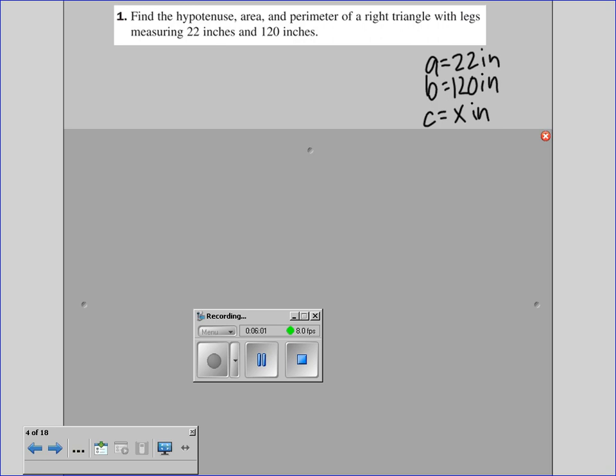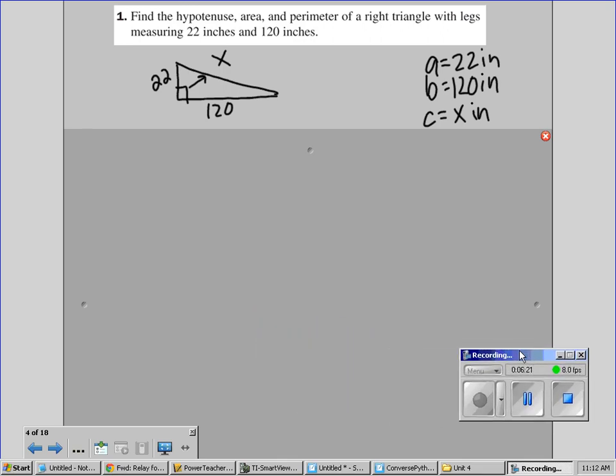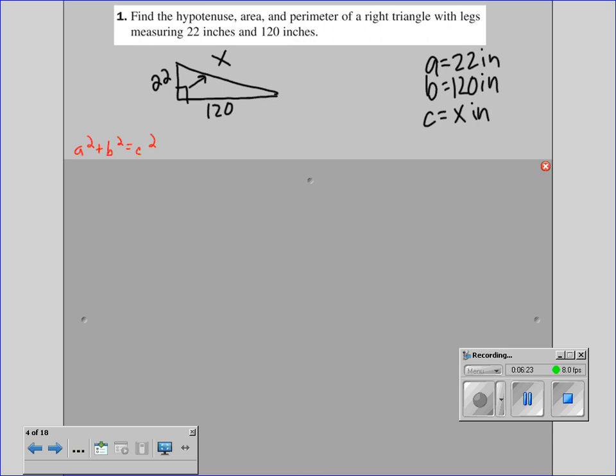Now, if you need a picture, which sometimes I need a picture, you can go ahead and draw that. It's just a right triangle, but you have to make sure that you have one 22-inch leg and one 120-inch leg, and you know you're missing the hypotenuse, which is across from that right angle. So with that picture, you just set up a squared plus b squared equals c squared. You're going to let a be 22, b be 120.